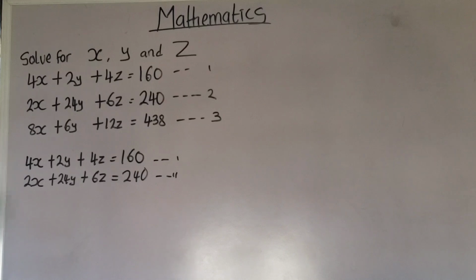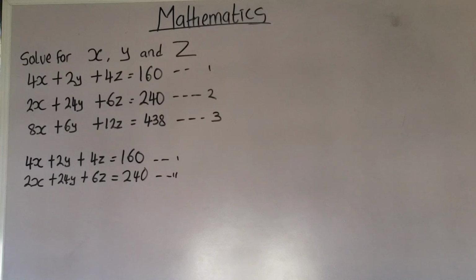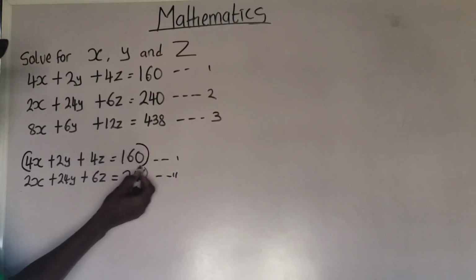Do you understand? The second equation is what? 2x plus 24y plus 6z is equal to 240. Now, I'm going to multiply the first equation by the coefficient of x in the second equation. The coefficient of x in the second equation is what? 2. So, I'm going to multiply 2 by all these terms.